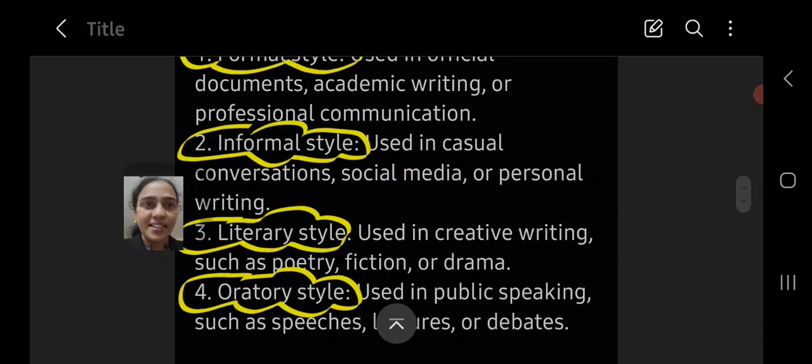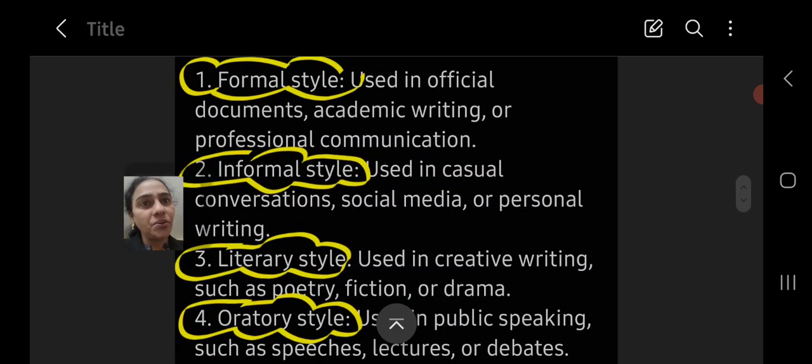Easy, easy, easy. Formal, I mentioned to you already. All official kinds of things come under formal. So when you are making a document, or you are making an academic writing or professional communication, you must use the formal style. The informal, as I mentioned to you, maybe the casual conversations at your workplace or maybe at your home, the social media or personal writing need not go with formal style. You can very well freely go ahead with informal style.